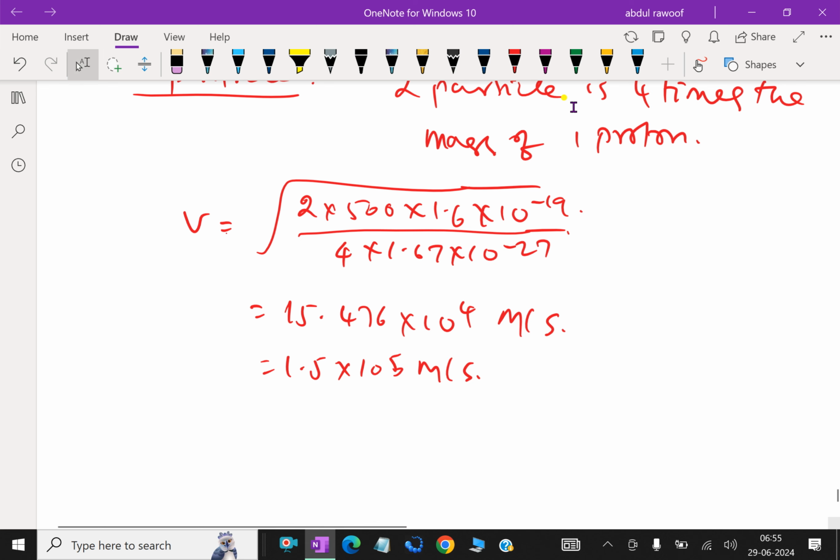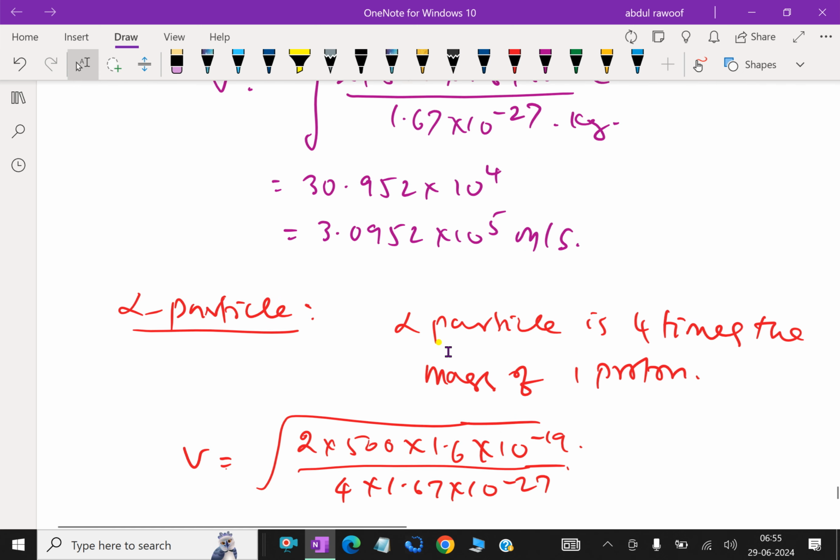So far we discussed some problem solving regarding potentials.